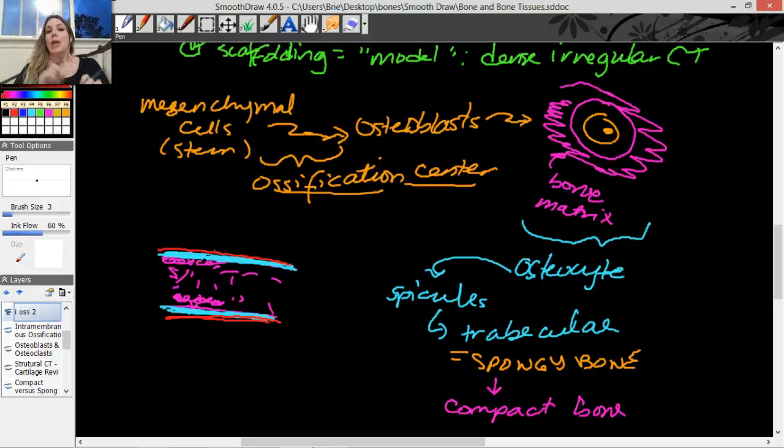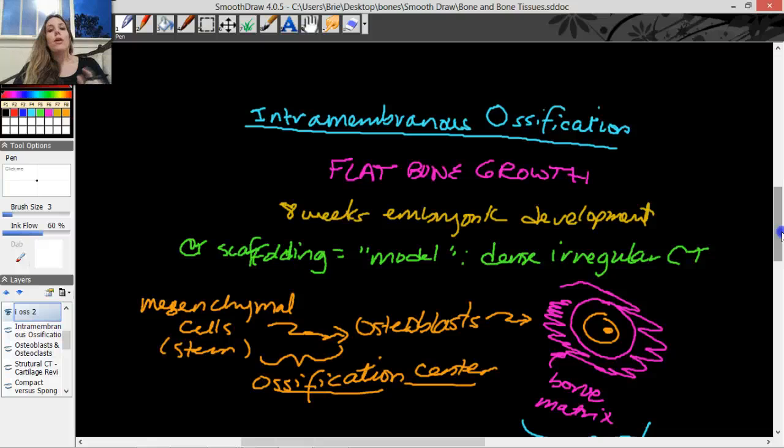So this happens during embryonic development, and you need a model. You need a connective tissue model of dense irregular connective tissue in order for this to happen. And again, this is all for flat bone growth. We're talking about flat bone growth. Now, the next thing to look at is long bone growth.